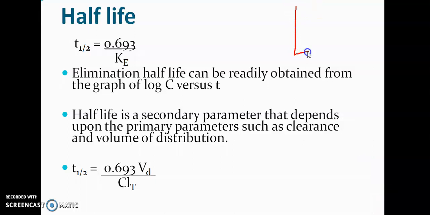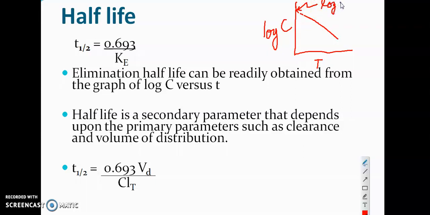Now I'm talking about a particular graph, a semi-logarithmic graph of 1 compartment body model IV bolus. In 1 CBM IV bolus, whenever we take logarithm of C on the y-axis and time on the x-axis, we usually get a descending straight line, and the slope of this straight line is equal to minus k upon 2.303. The intercept of this straight line, if you extrapolate it towards the y-axis, at the point where it meets the y-axis is called C0. So the intercept is called log C0.